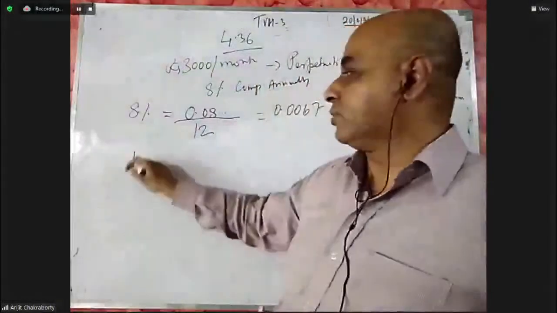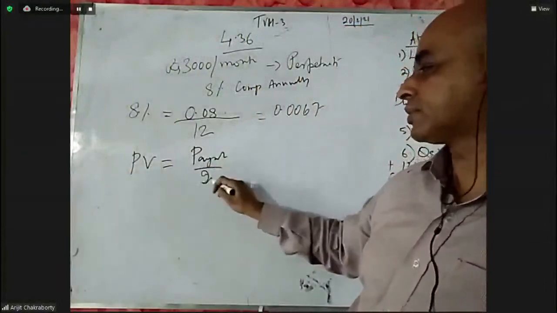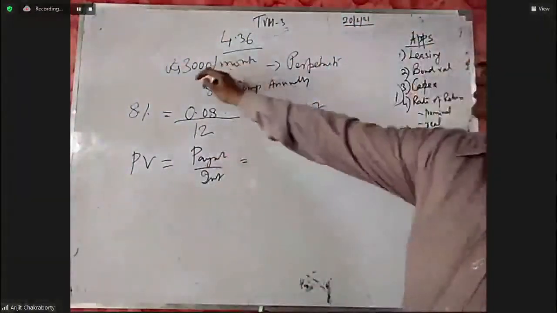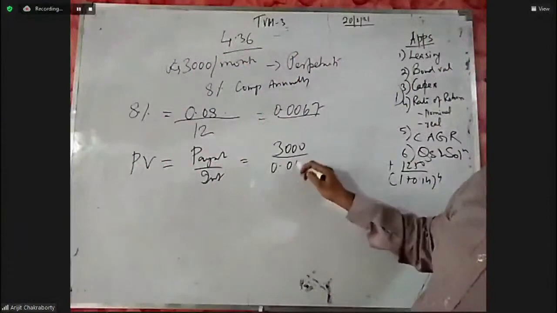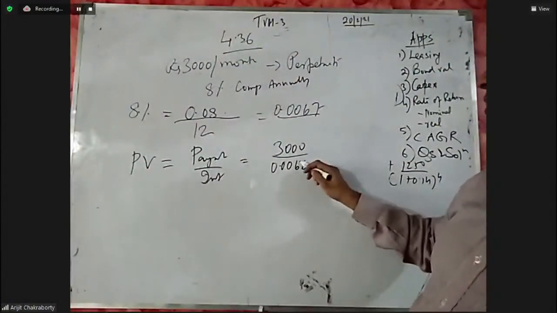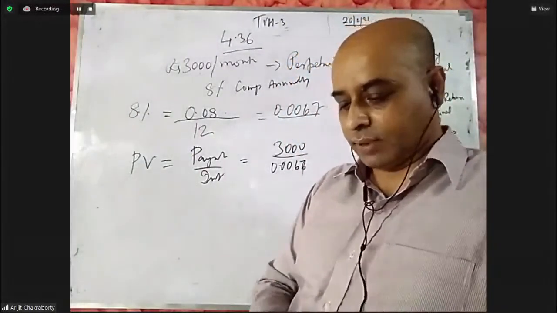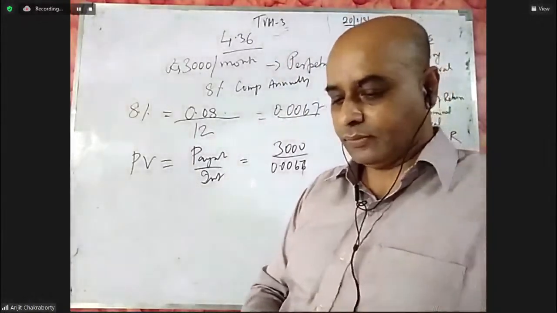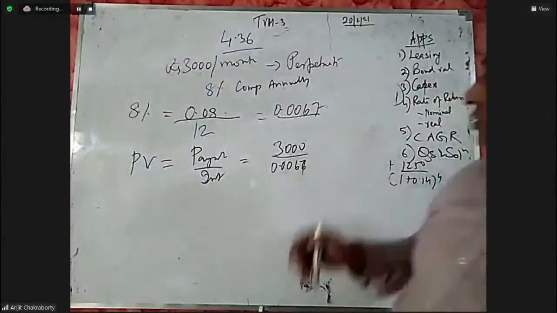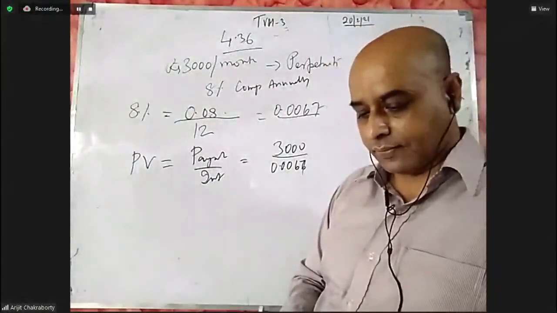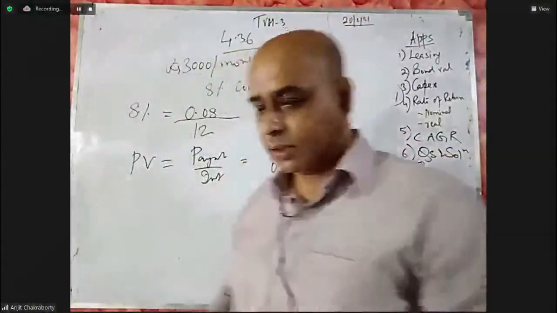Now we have to find the present value. Present value, you know, is very simple. We saw that it is the payment which you want divided by the interest rate. Here the payment is 3,000 per month. And the interest rate which I'm getting per month is 0.0067. So what is the value? Let me calculate. 3,000 divided by 0.0067. I'm getting 4,47,761.